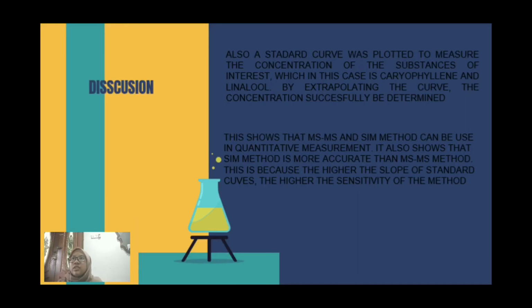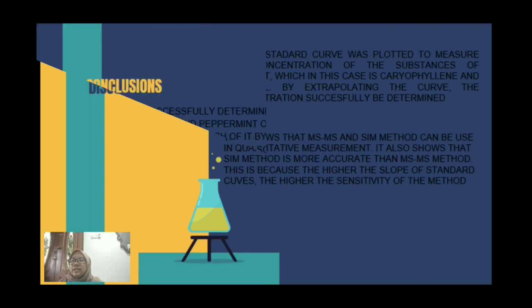Also, a standard curve was plotted to measure the concentration of the substance of interest, which in this case is caryophyllene and linalool. By extrapolating the curve, the concentration can be determined. This shows that the MSMS and SIM methods can be used in quantitative measurement, and it also shows that the SIM method is more accurate than the MSMS method. This is because the higher the slope of the standard curve, the higher the sensitivity of the method.